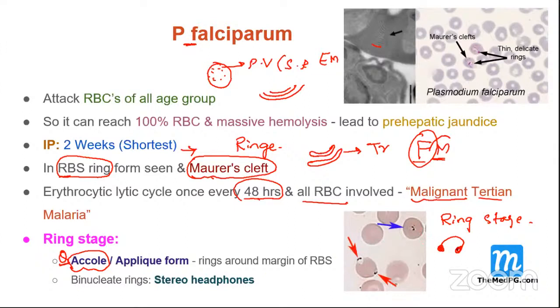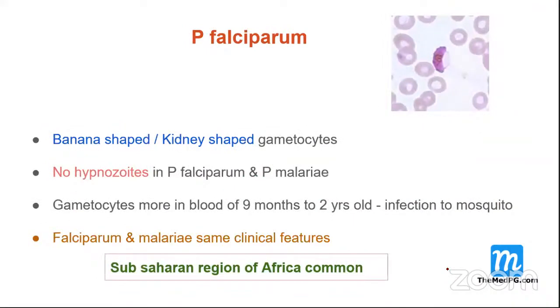It is a binucleated structure. So a ring form will be there. Usually a ring form contains one nucleus. But here, if there are two nuclei, then it gives the shape of a headphone appearance. So this point you need to remember. So echo forms or stereo headphones, they are seen in which one? Plasmodium falciparum.